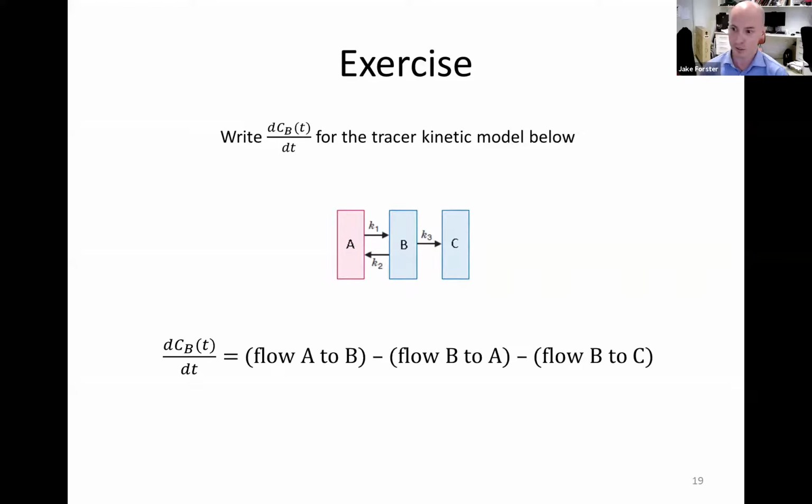All we have to do is consider the flow from A to B, which is going into B. Then we have to subtract off the stuff that's flowing out of B. So we subtract off the flow from B to A, and we subtract off the flow from B to C. So that's what it looks like. That's the equation.